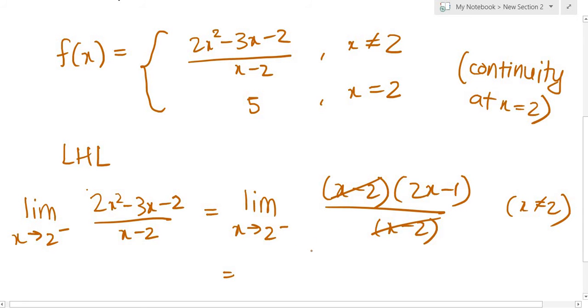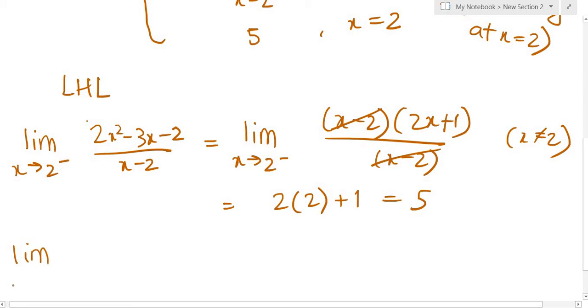And then when we substitute, we get 2 times 2 plus 1, which is 5. Okay, this is one way of calculating the LHL.